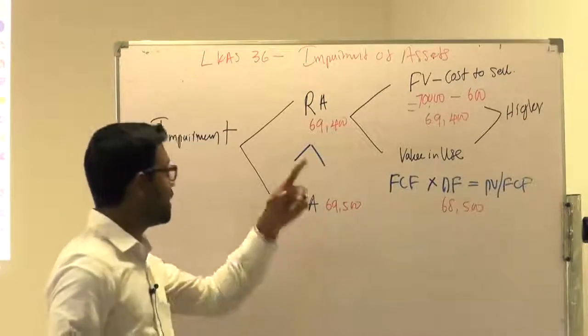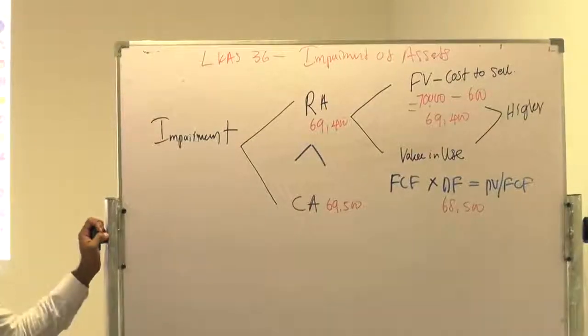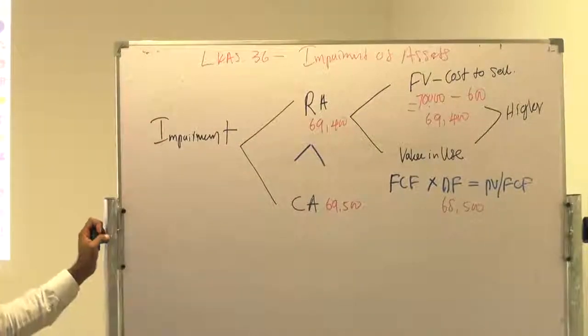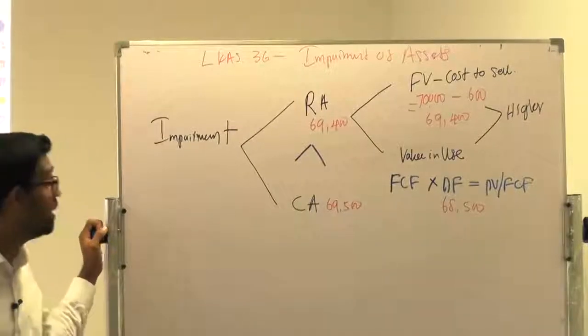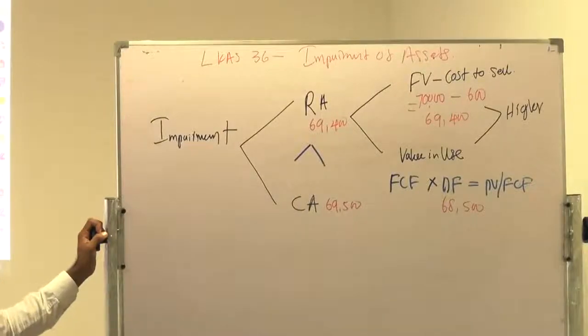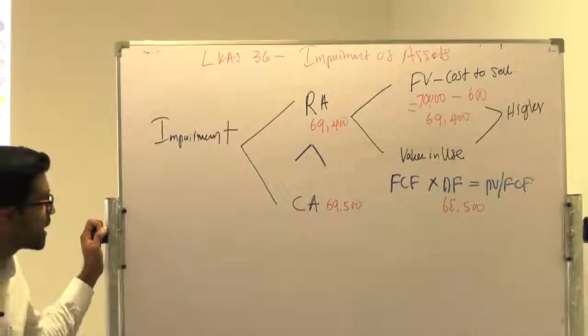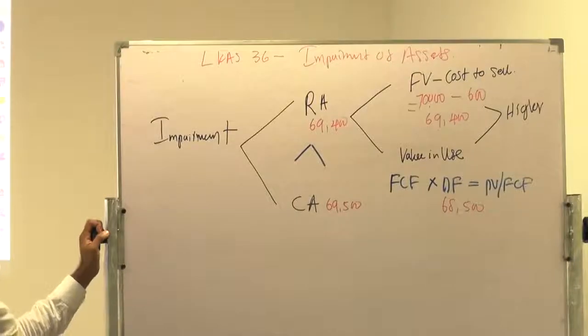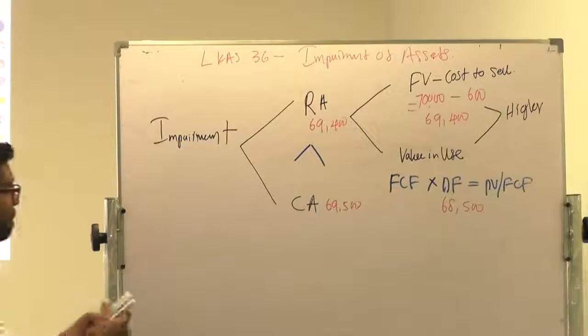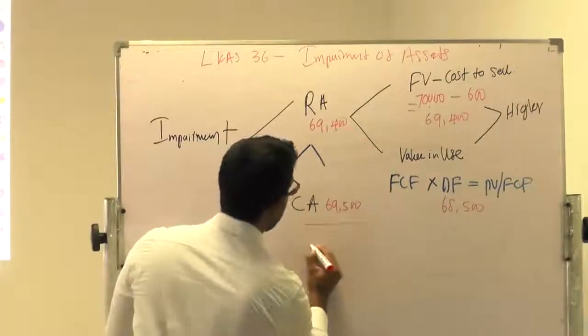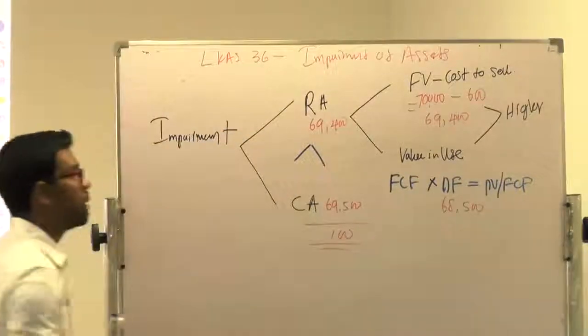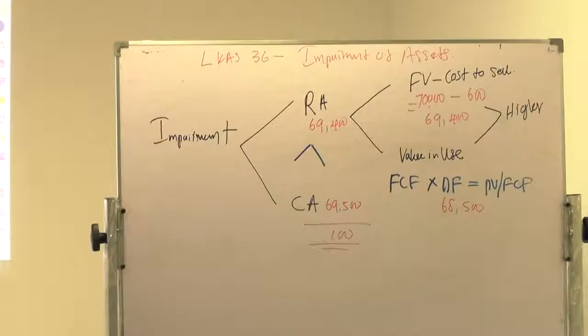But if you look at the current carrying amount of this asset, it is 69,500. The carrying amount is 69,500, but the actual asset value is 69,400. An asset worth 69,400 is being carried at 69,500. Is that a faithful representation? No. That is not a faithful representation. Which means the asset has been impaired by how much? 100. This is the impairment loss. The standard explains this.